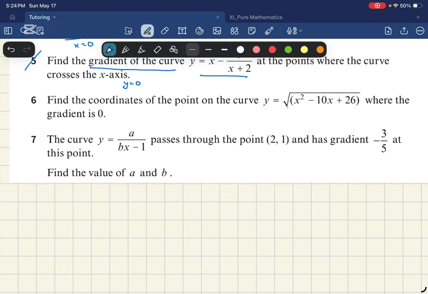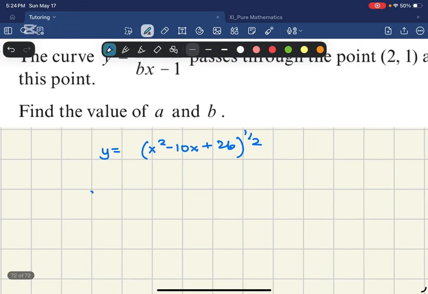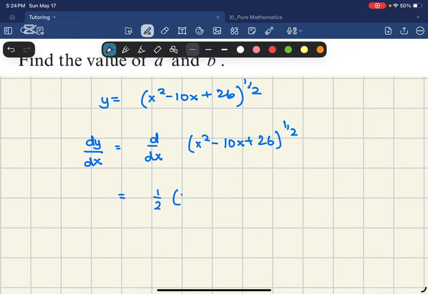Find the coordinates of the point on the curve where the gradient is 0. So I have y is equal to x squared minus 10x plus 26 to the half power, right? That's just what the square root means. Now gradient is 0, so I need to find dy by dx. So that is going to be d by dx of this expression. So you bring your half to the front. Half minus 2 over 2 is minus 1 over 2, right?